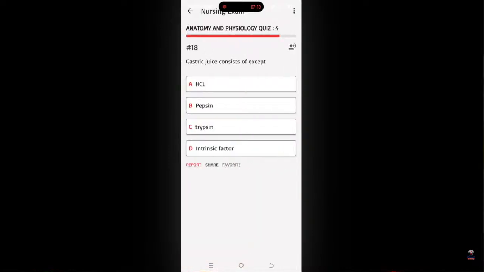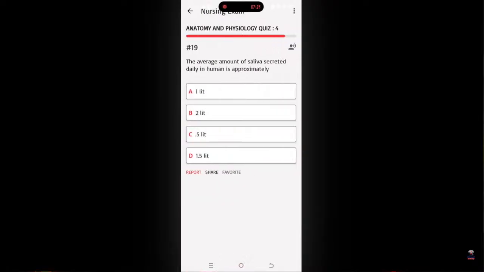Gastric juice consists of except A. HCl, B. pepsin, C. trypsin, D. intrinsic factor. Correct answer. The average amount of saliva secreted daily in human is approximately A. 1 lit, B. 2 lit, C. 0.5 lit, D. 1.5 lit. No. Correct answer is D.